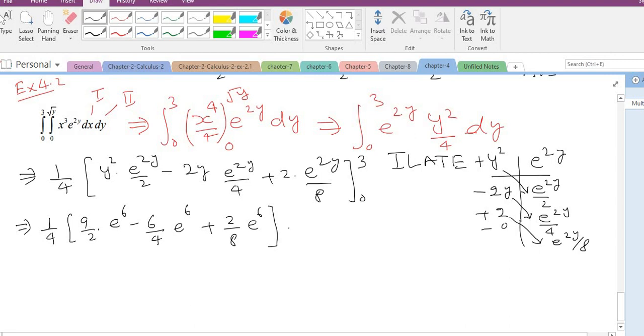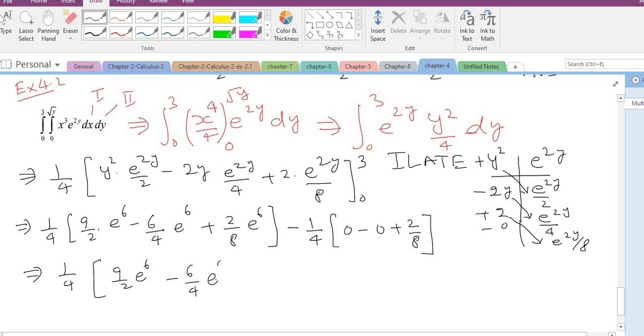This minus, see that, one by 4 full multiplication, so 1 by 4 and then y is equal to 0. So this is 0. When you replace here, this is 0 plus 2 divided by 8 e power 0, which is 1. So now simplify it. 1 by 4, keep from this one full outside, so 9 by 2 e power 6 minus 6 by 4 e power 6 plus 2 by 8 e power 6 minus, see that, one minus multiplied by plus is minus 2 divided by 8.